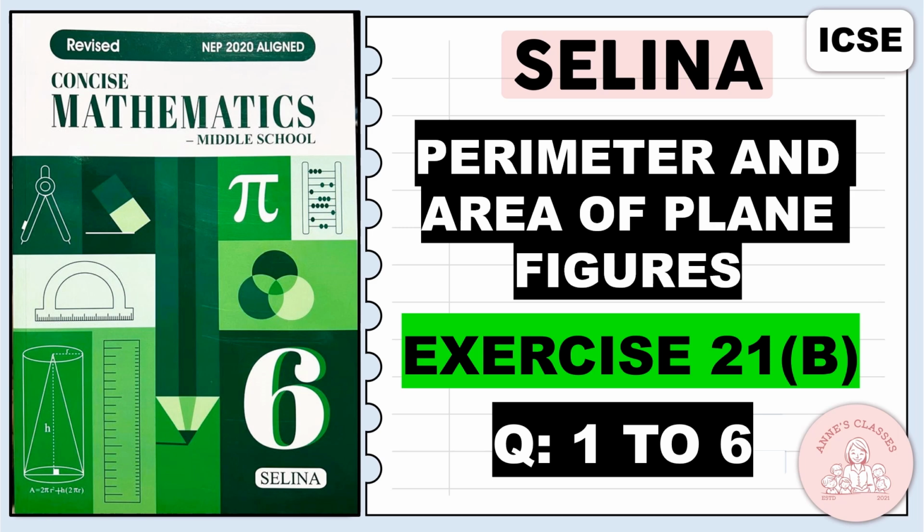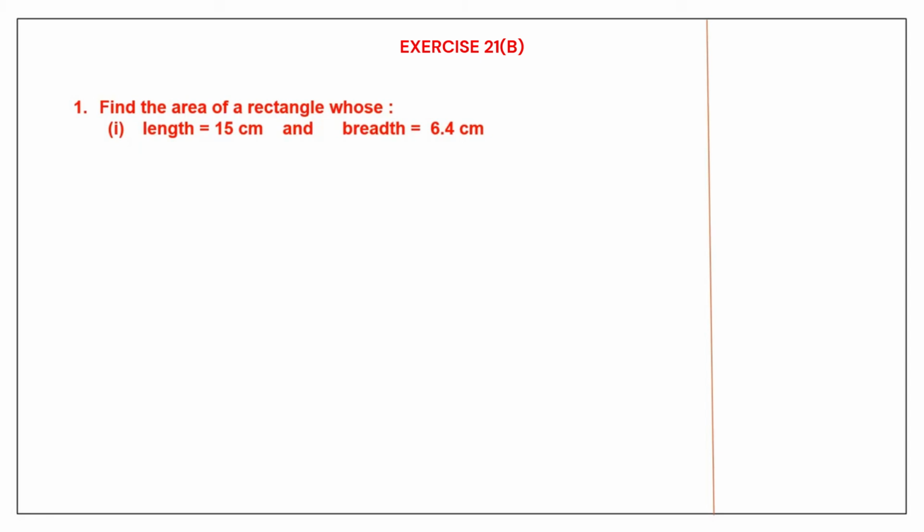Let's do perimeter and area of plane figures exercise 21b. Question 1. Find the area of a rectangle whose length is given to us and breadth is given to us. Now we're going to find area in this exercise. So let's begin with what is given to us. Length is given to us as 15 centimeters. Breadth is given 6.4 centimeters.